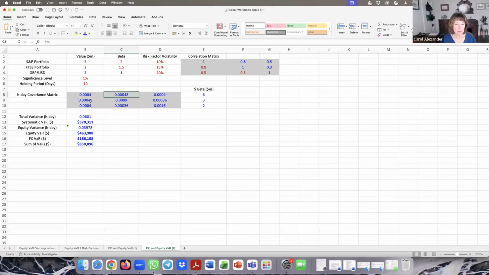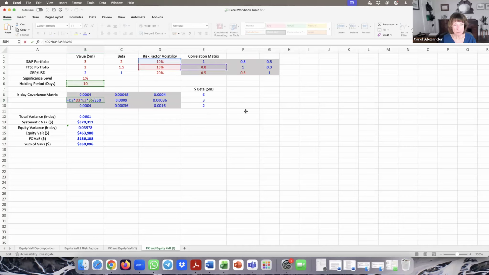That one's just symmetric. So what's this one? Well, this one is the covariance between the two equities. And this one is the covariance between the S&P and the exchange rate. And this one is the variance of the FTSE part. And this one is the variance of the FX part. And this one is the covariance between the FTSE and the exchange rate.